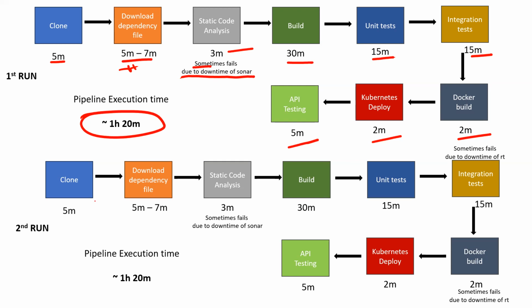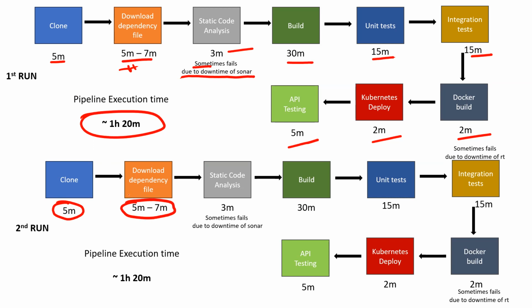Now we need to suggest ways or correct the stages in such a way that it reduces the execution time. To solve this problem and improve pipeline execution time, first I will look at which stages are dependent or independent. First and foremost are clone and download dependency file. These are two independent stages.